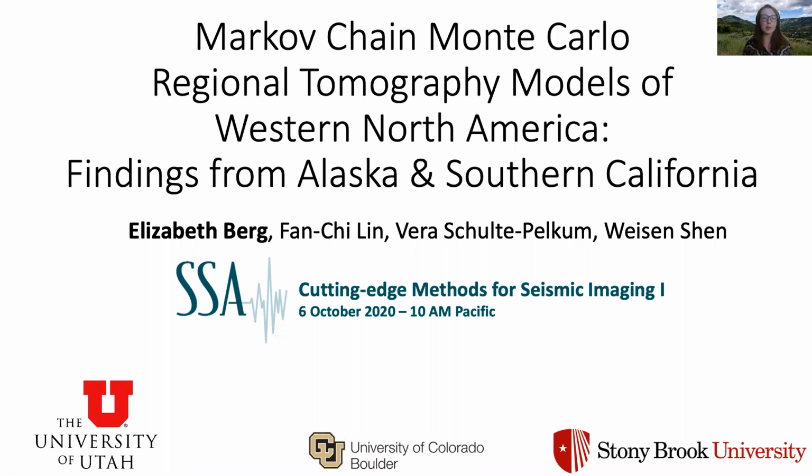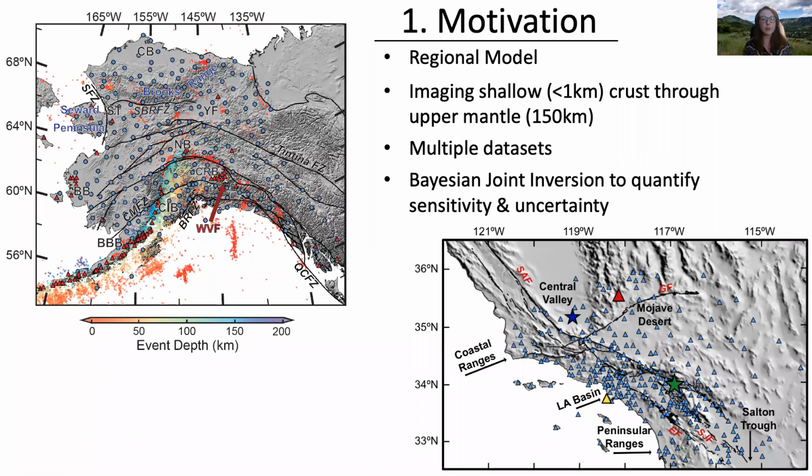I'm excited to discuss our work with you, Markov chain Monte Carlo regional tomography models of Western North America, findings from Alaska and Southern California. The motivation of this work is to use regional scale deployments, including from the transportable array in Alaska, and networks to create regional scale models of the subsurface with sensitivity from less than 1 kilometer depth in the shallow crust into the upper mantle. We use multiple data sets obtained from teleseismic waves and ambient noise cross correlations through a Bayesian joint inversion, Markov chain Monte Carlo, that enables us to quantify sensitivity and uncertainty.